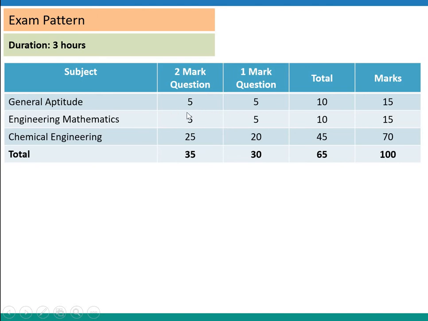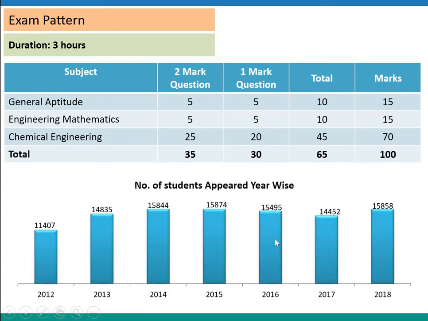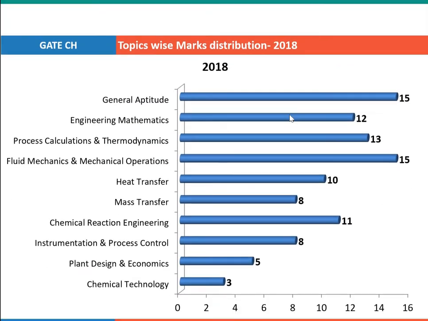Some of the questions are 2-mark questions and some of them are 1-mark questions. To be exact, 35 of them are 2 marks and 30 are 1-mark questions. And the number of students who have appeared year-wise is around 11,000 students in 2012, and the numbers have been increasing. We have around 16,000 students appearing for this examination every year.